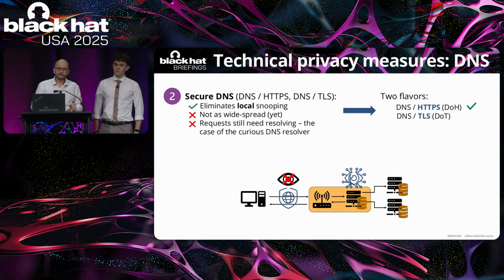Now, the second technical privacy measure is secure DNS, which basically means encrypting DNS requests. This is a major improvement, and it eliminates local snooping capabilities. So if you are on the same network, you're no longer able to capture DNS requests. They are no longer sent in plain text. So this is very good technology. However, it is not as widespread yet.